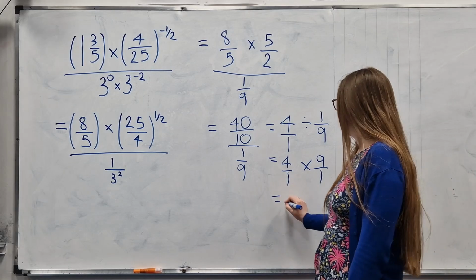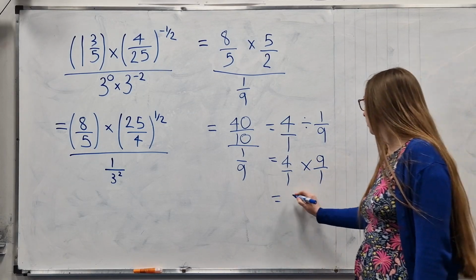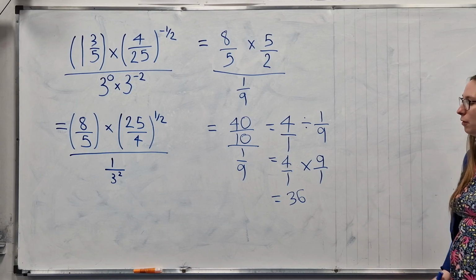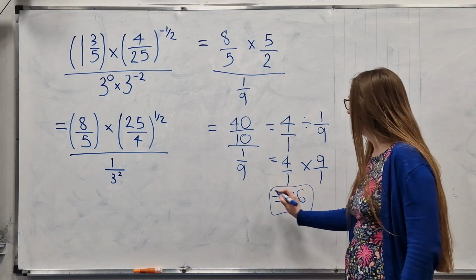And then I end up with 4 times 9 is 36. And obviously it's 1 times 1 on the bottom, but I'm not going to put that. So our final answer is 36.